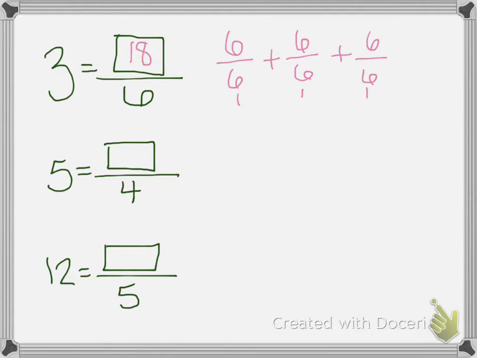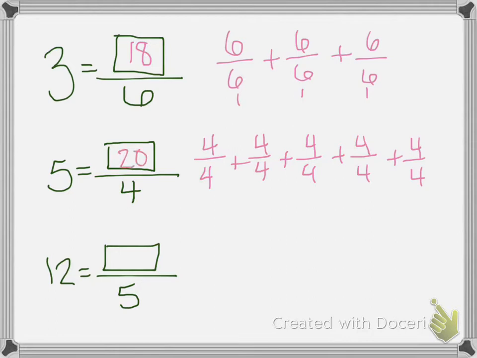Then I have 5 wholes turned into fourths. So again, 4 fourths is one whole, 2 wholes, 3 wholes, 4 wholes, 5 wholes. So 4, 8, 12, 16, 20, 20 fourths.